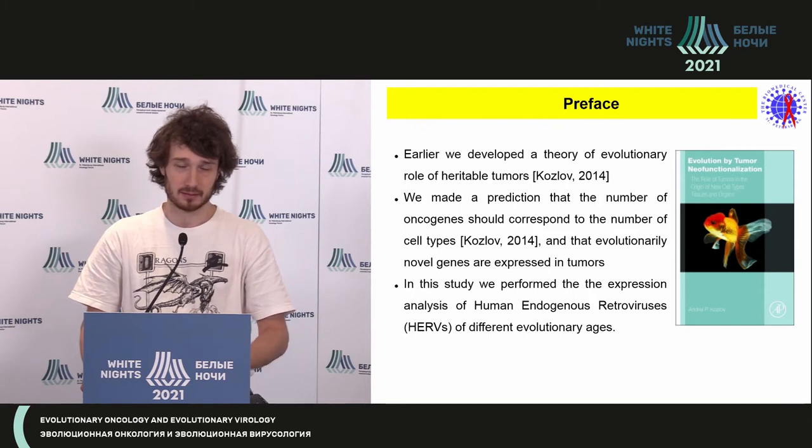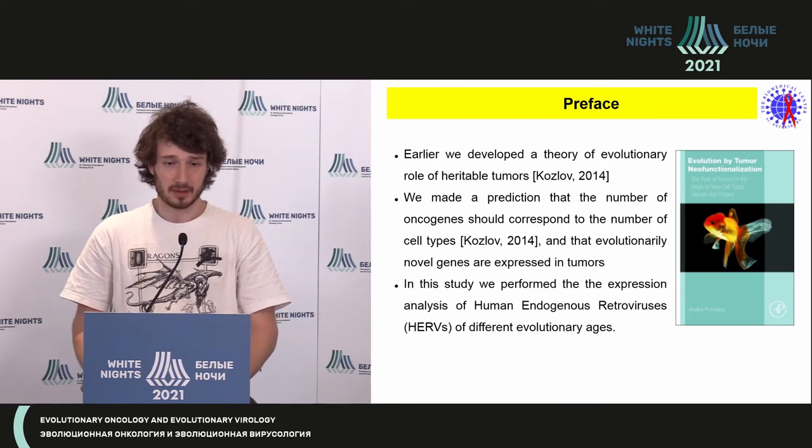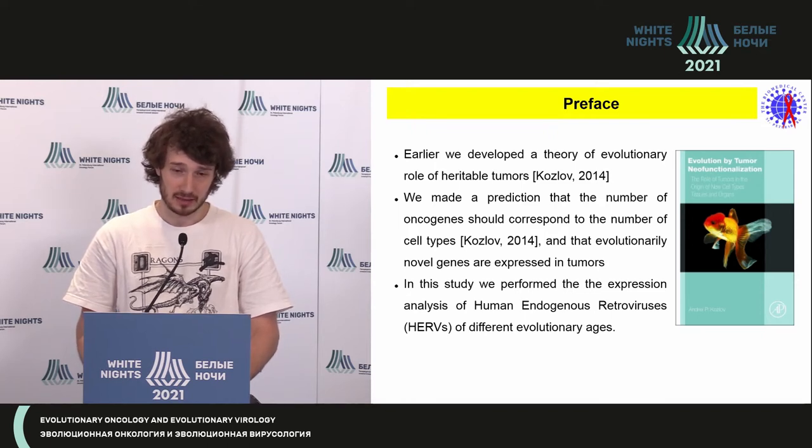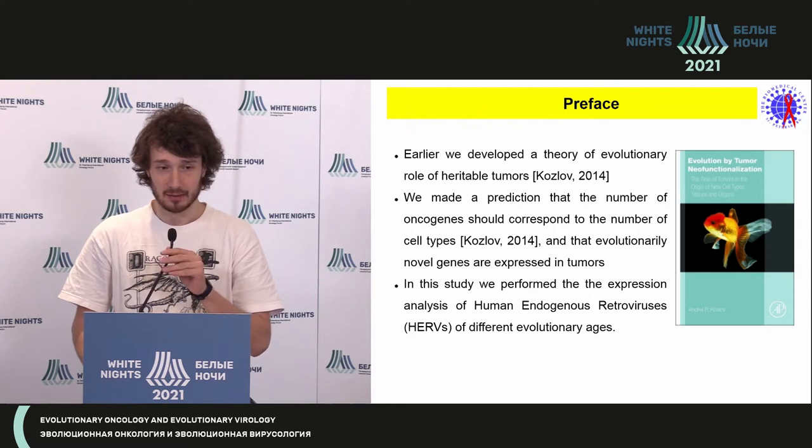Previously, we formed a hypothesis on a positive role of tumors in evolution. We made several predictions, and one of them was the following: the number of oncogenes should correspond to the number of cell types, and that evolutionary novel genes should be expressed in tumors.